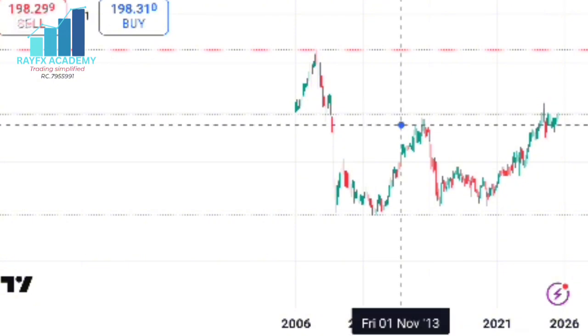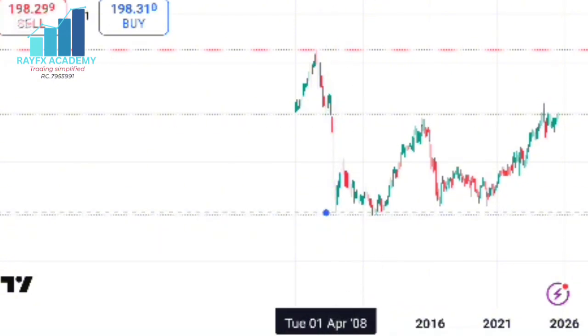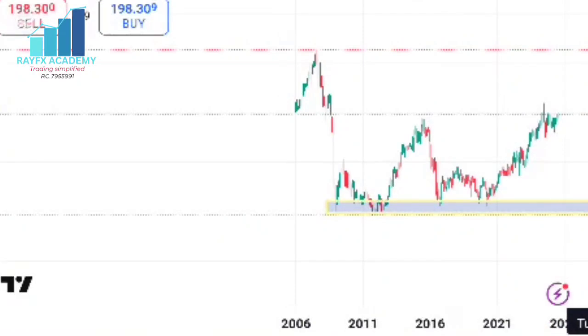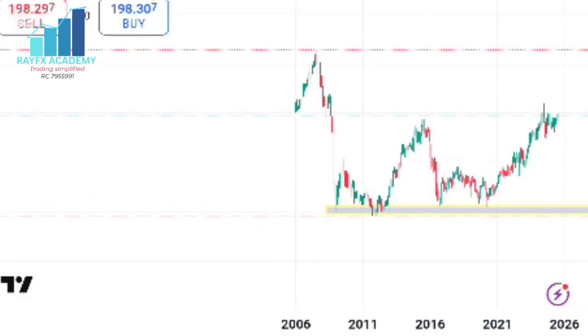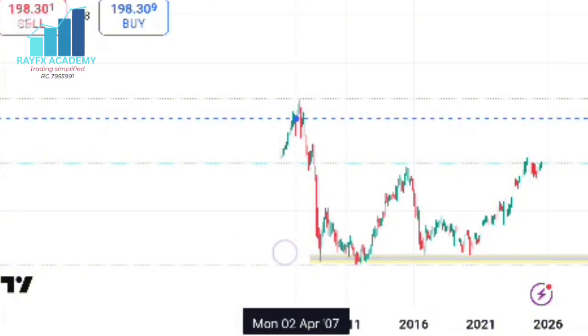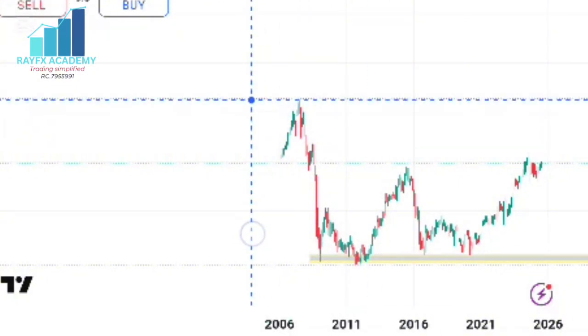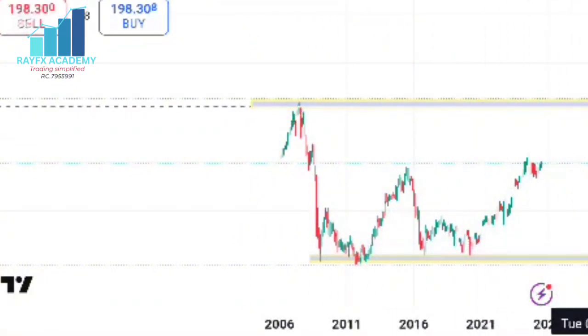we have our supports here at this level. We have our support here, and we have our resistance here. We have our resistance here. We have our resistance here.